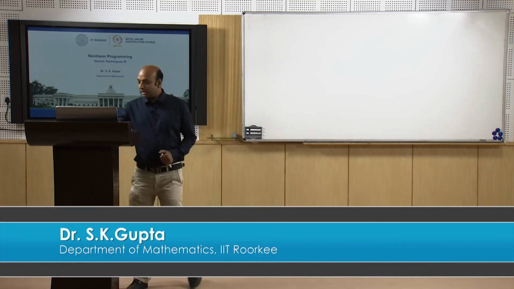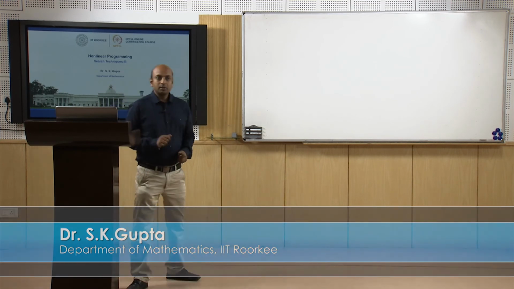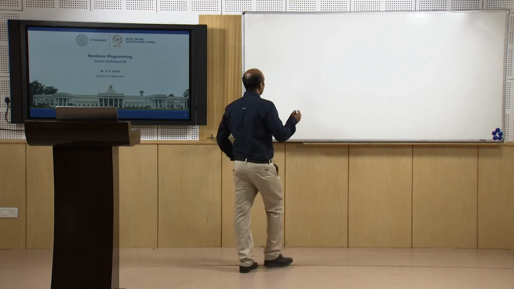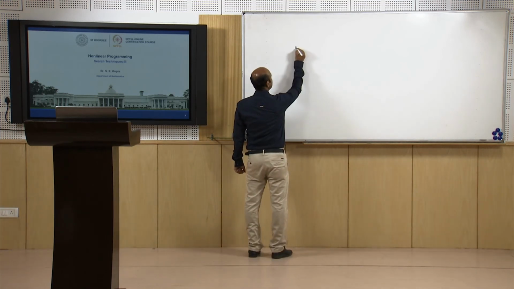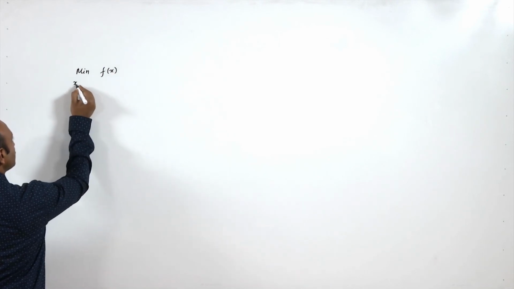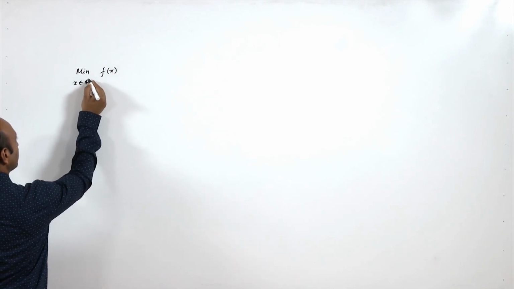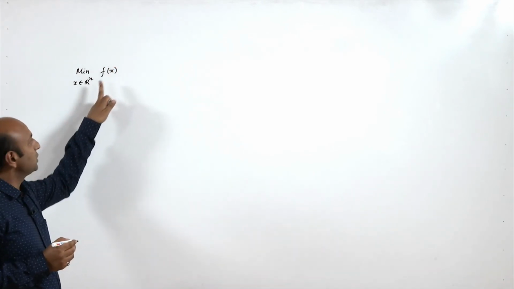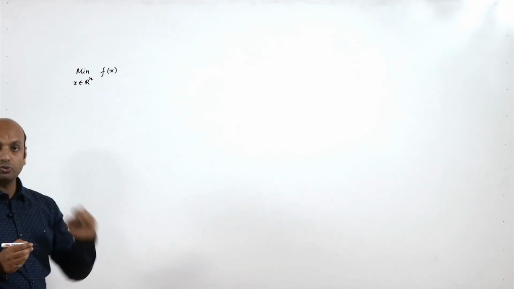So, what is Newton's method basically? Suppose you have an unconstrained optimization problem. Suppose you have to minimize a function f(x) where x belongs to R^n. So, it is an unconstrained optimization problem. This function we have to minimize, where x belongs to R^n.